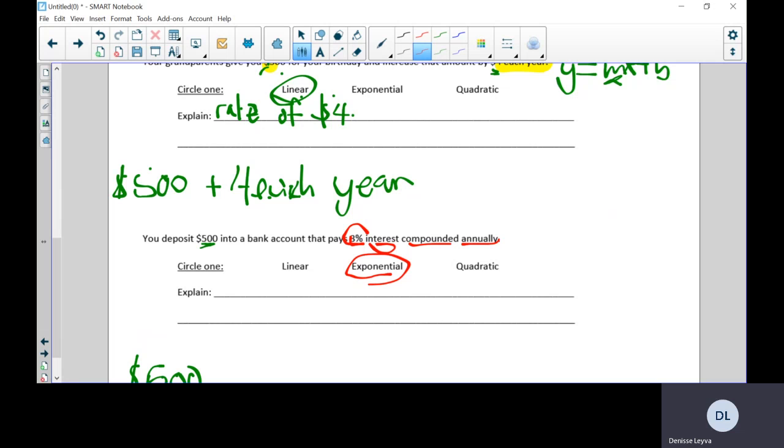When we are trying to explain, we can just say it has a compounded rate of 3%.